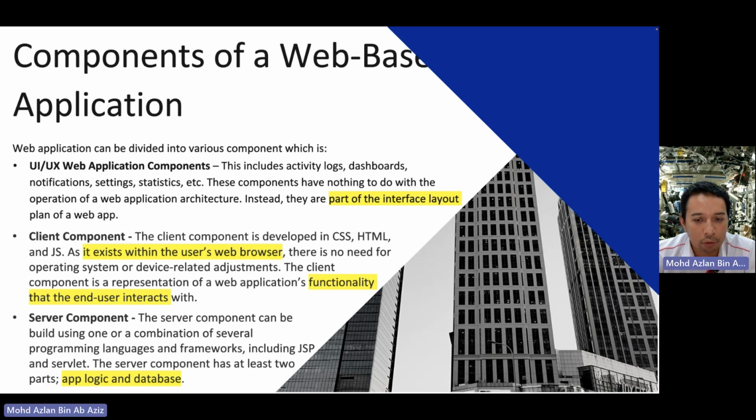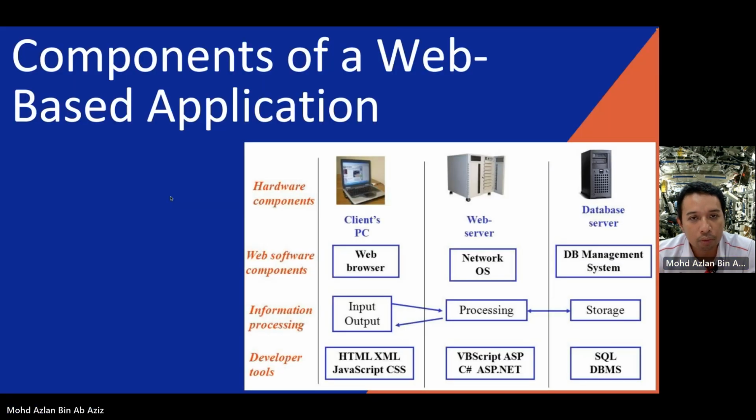The client component is developed in CSS, HTML, and JS. It exists within the user's browser. There is no need for operating system or device-related adjustment. The client component is a representation of a web application functionality that the user interacts with. And the last one is the server component. The server component can be built using one or a combination of several programming languages and frameworks, including JSP and Servlet. The server component has at least two parts: the app logic and the database.